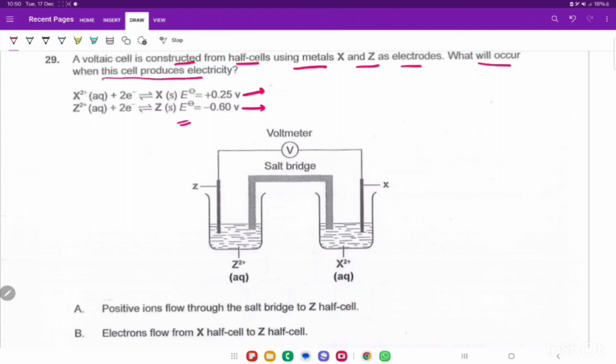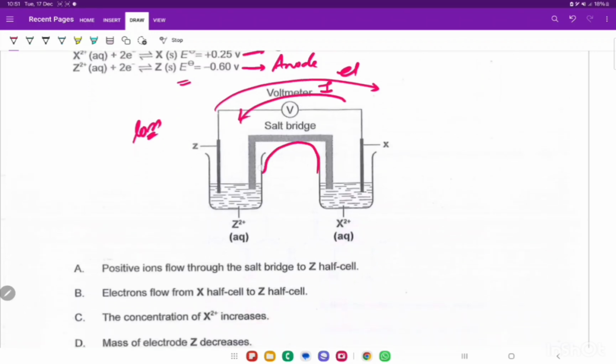As per the concept, the electrode which has the more negative value, or the lower value of E degree reduction, will act as anode. That means Z is my anode and X is my cathode. When Z is anode, loss of electrons takes place at Z and electrons move from Z to X. This is the flow of electrons. The current will move from X to Z. This is the flow of current. And the ions will move from X to Z through the salt bridge.